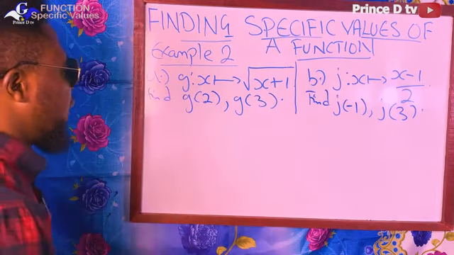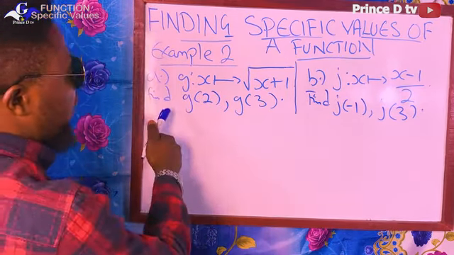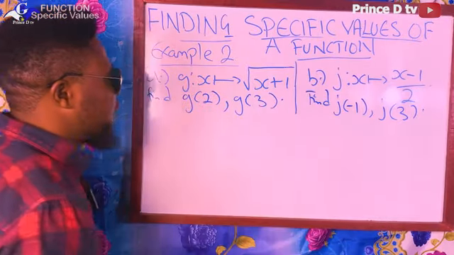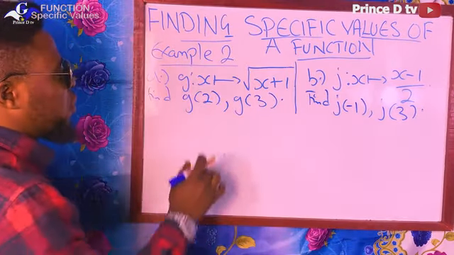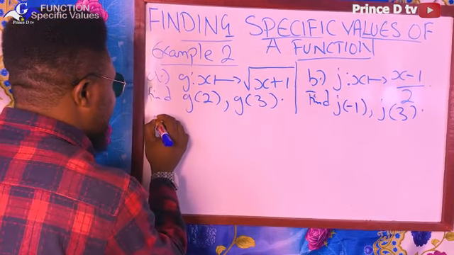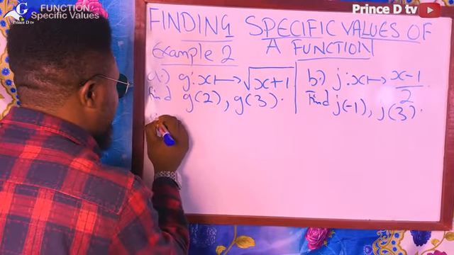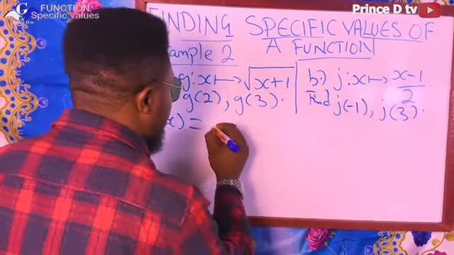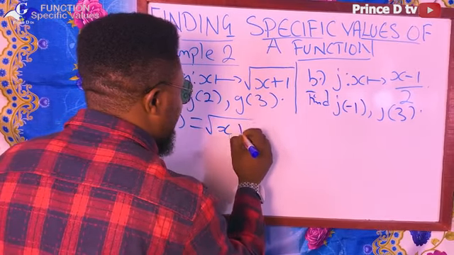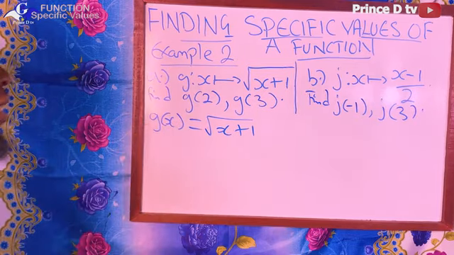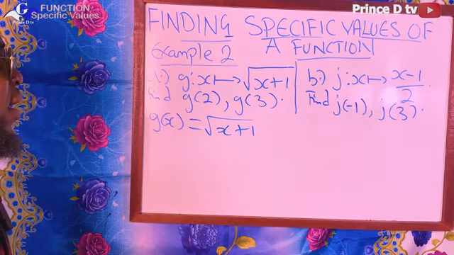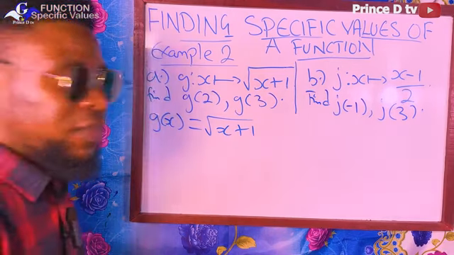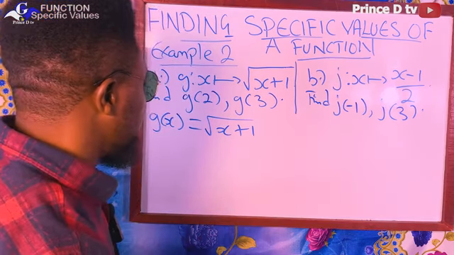Let's start with A. They have asked us to find g of 2 and g of 3. Remember our function g, like we said in the previous example, g of x is equal to the square root of x plus 1. That's how our function can be represented.